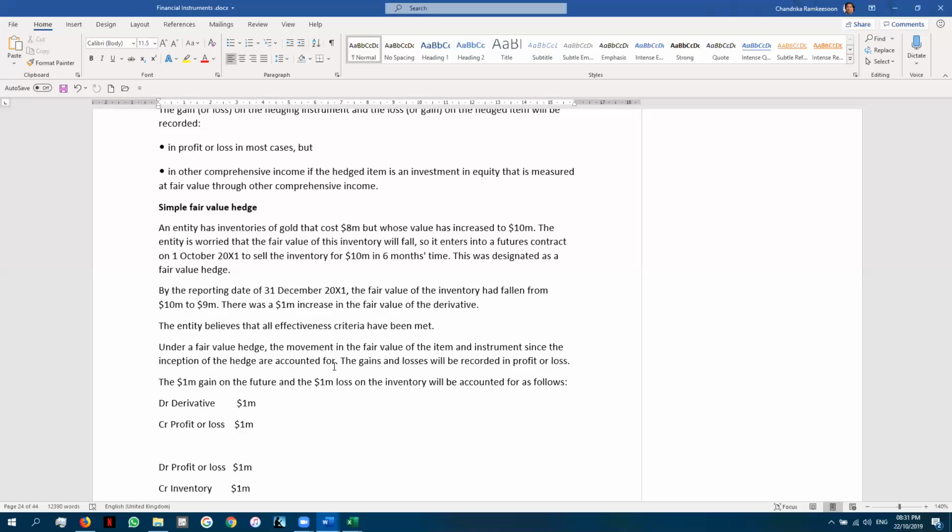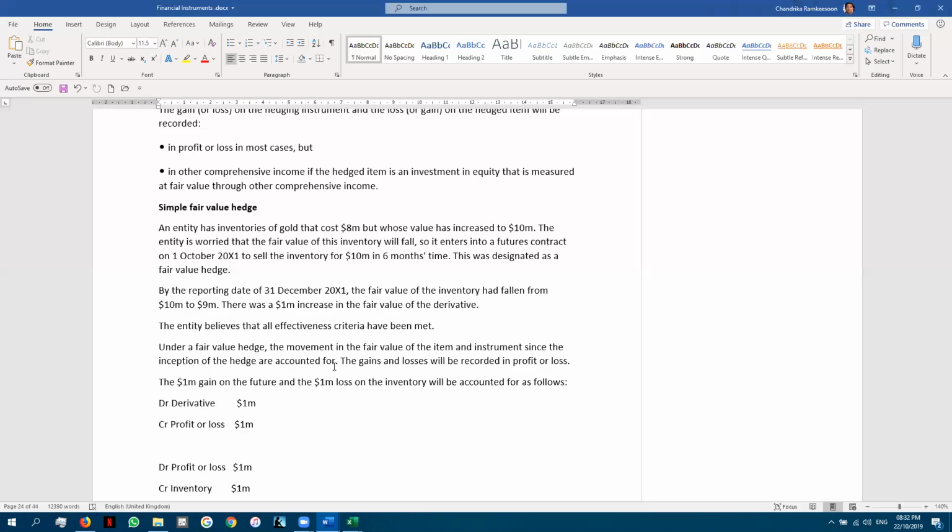An entity has inventories of gold that cost $8 million, just as in the first example, but whose value has increased to $10 million. The entity is worried that the fair value of this inventory will fall, so it enters into a futures contract on 1st October X1 to sell the inventory of gold for $10 million in 6 months' time.